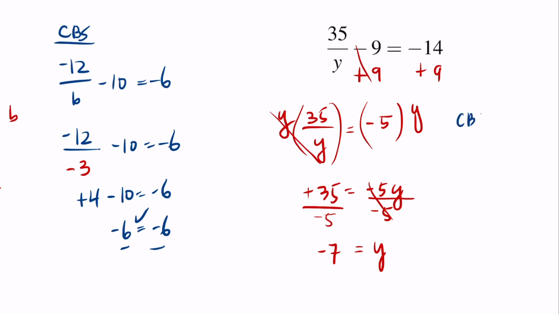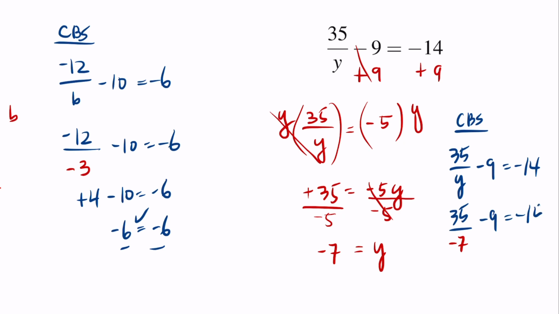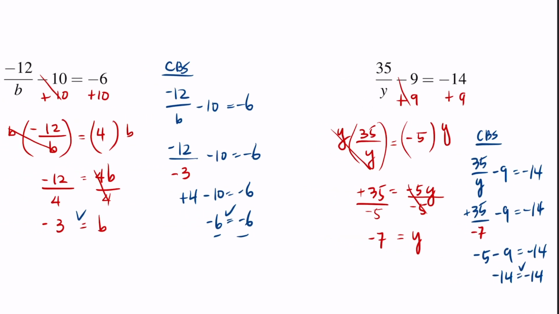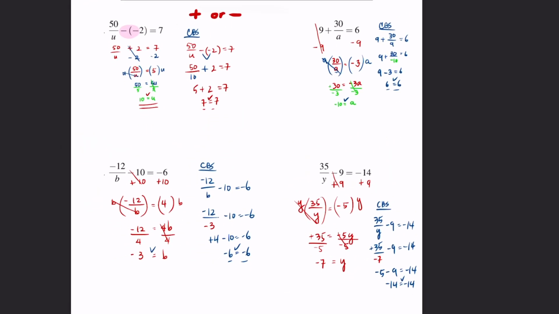So let's do check by substitution. 35 over y minus 9 equals negative 14. Okay, 35 divided by y is negative 7, minus 9 equals negative 14. 35 divided by negative 7 is negative 5 because positive divided by negative is negative. Minus 9 equals negative 14. And negative 14 equals negative 14. Okay? So that is what's going to help you do operations that has a fraction in it.